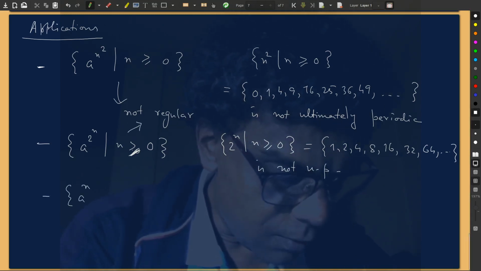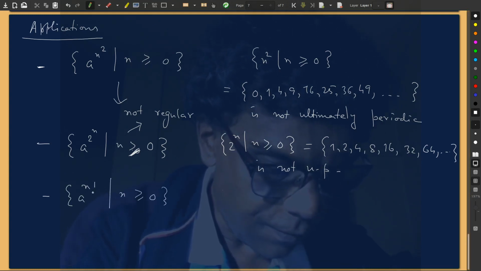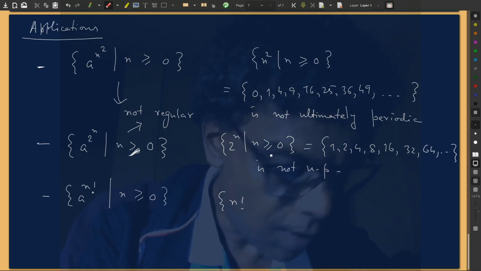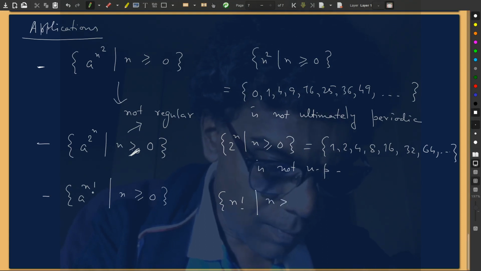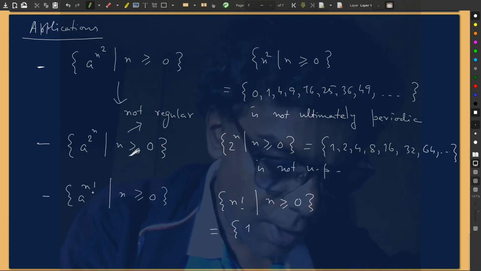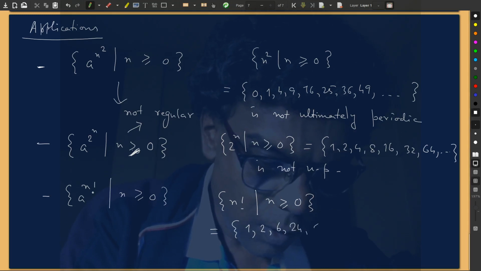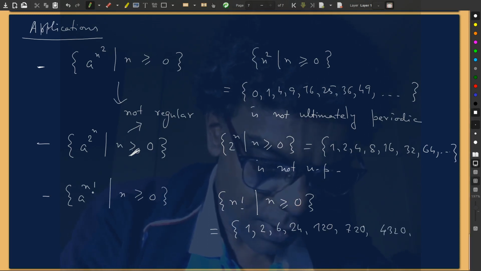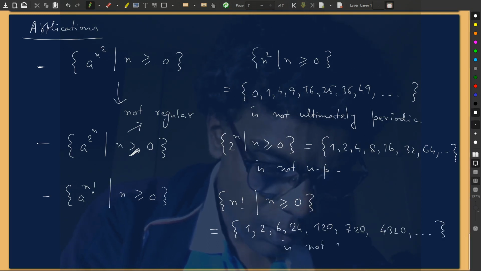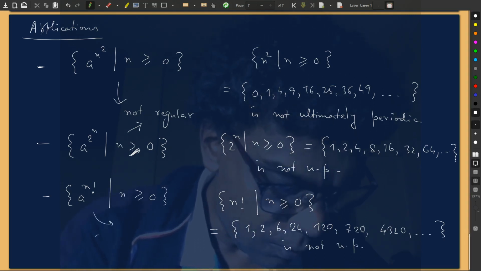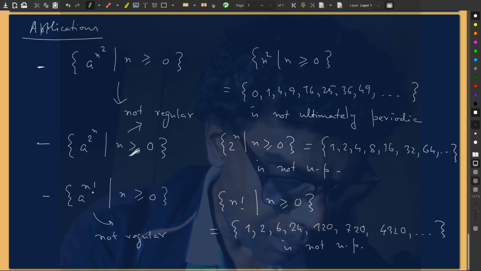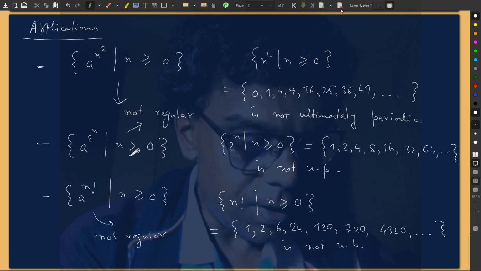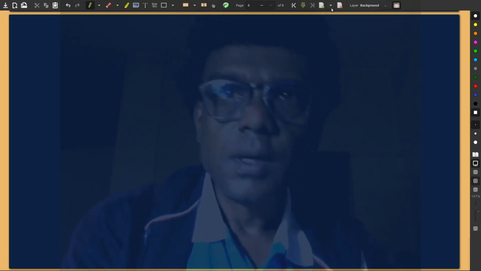And we have also seen a power n factorial, n greater than or equal to 0. What are the set of n factorial? This is also, you can easily see, nothing but 0 factorial is 1, 1 factorial is 1, 2, 6, 24, 120, 720, 4320, whatever. This is also not ultimately periodic because the numbers become further and further away. So this is also not regular. But again, we have already proved this statement using the pumping lemma itself. Okay, so that's a good if and only if condition for regular languages over the unary alphabet.